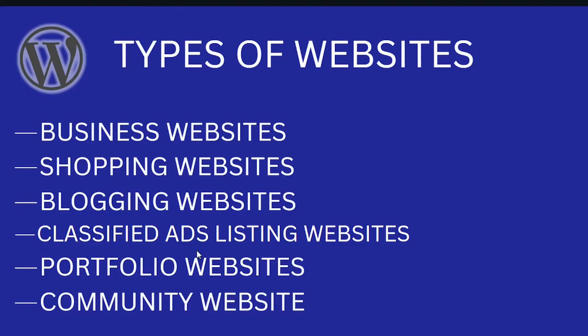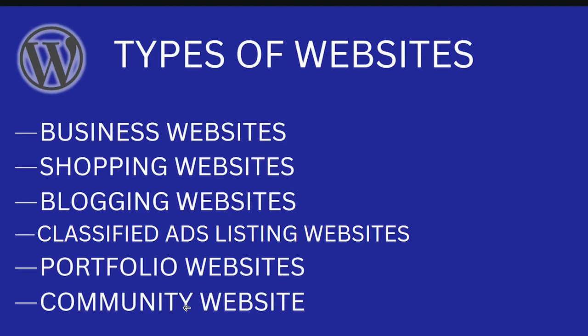So the fourth one is classified as listing websites. Okay, so you can build a website like OLX, okay, or Craigslist. People can come and list their services either for free or paid. Okay, so the next one is a portfolio website or personal portfolio website, and the other one is a community or forum website.